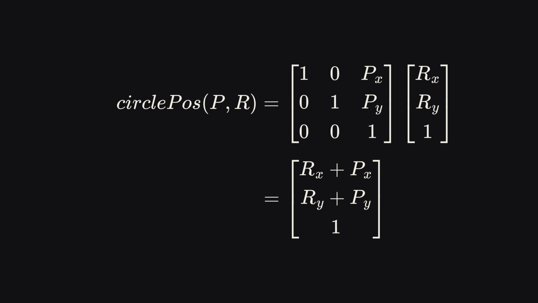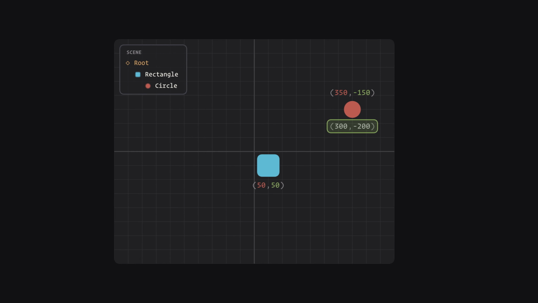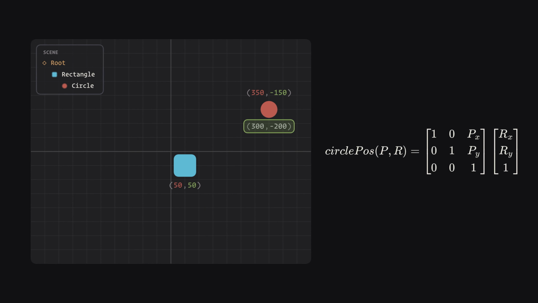There's an interesting thing we can learn from the formula even in its current incomplete state. Watch what happens to the circle's relative position when we move the rectangle around. The relative position doesn't change, and looking at the formula we can also see why. Moving the rectangle only changes the value of p. R is still the same.